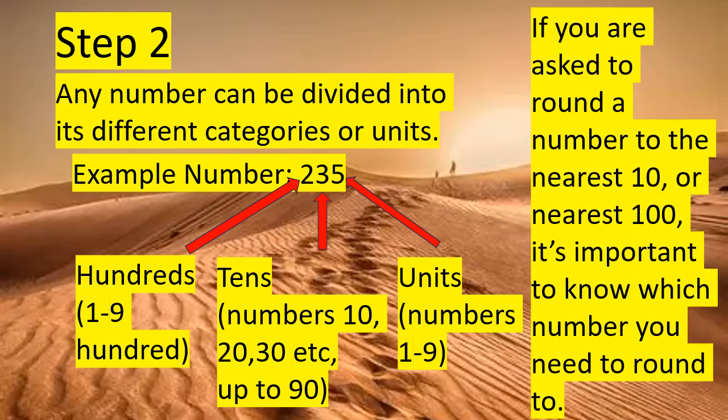If you're asked to round a number to the nearest 10 or the nearest 100, it's important to know which number you need to round to. So it's important to be able to tell which one is a 100 number, which one is a tens number, which one is a units number.